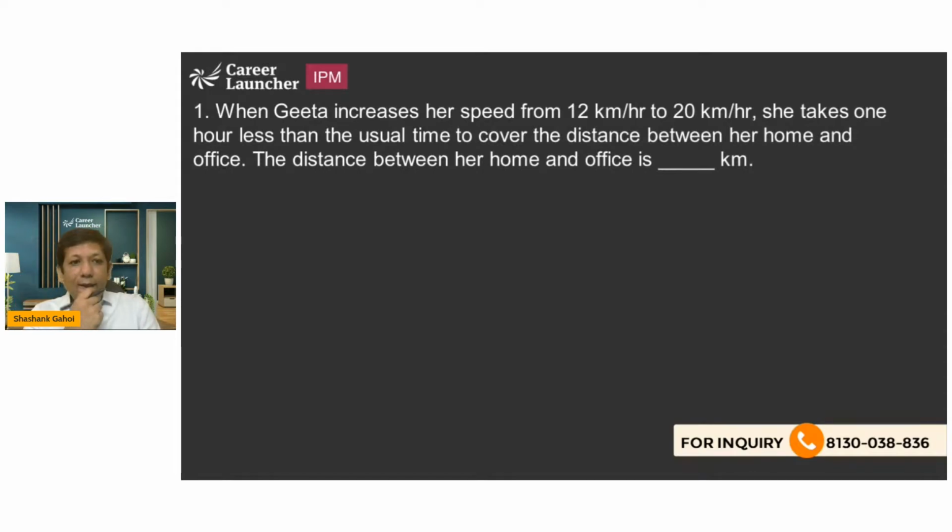Okay. So now there are multiple ways to solve this question. The one thing is the standard concept of using the distance formula, right? I can solve it by using the distance formula. Second, I can also solve it by using proportionality. Now, let's take both the approaches. So, first of all, when her speed is 12, the time she is taking is t. When her speed is 20, the time she is taking is t minus 1.